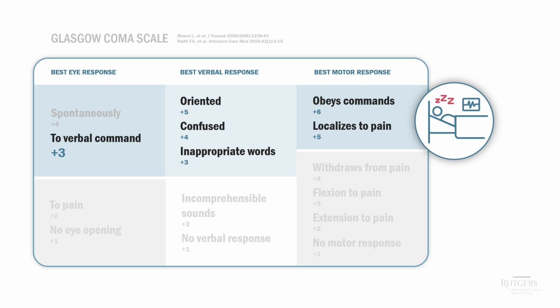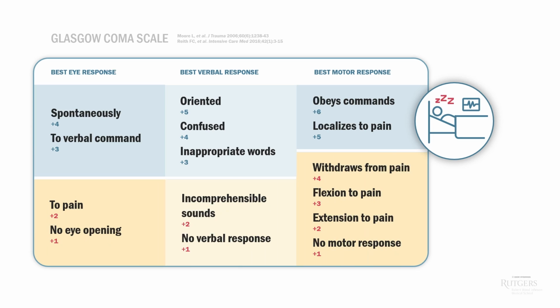Our patient opens her eyes to verbal command, so she gets 3 points. When awake, she is oriented and obeys commands. 5 points for verbal and 6 points for motor. 3 plus 5 plus 6 equals 14.